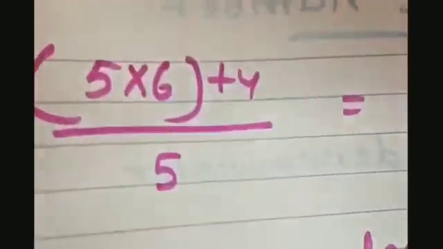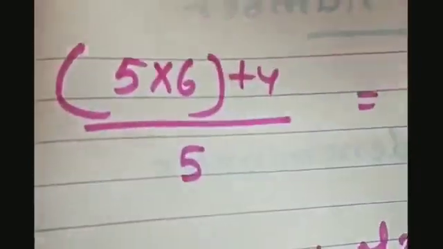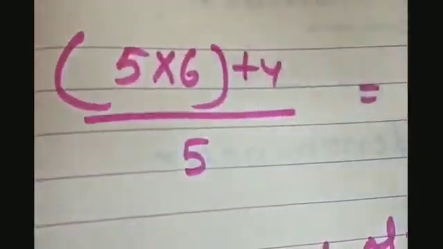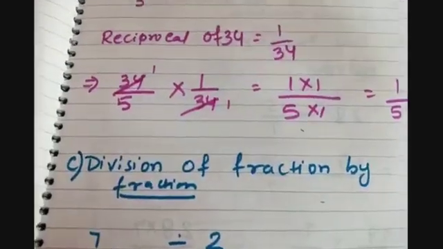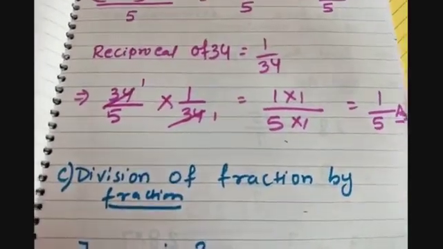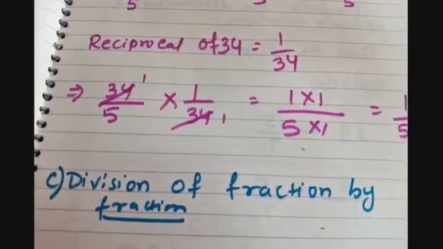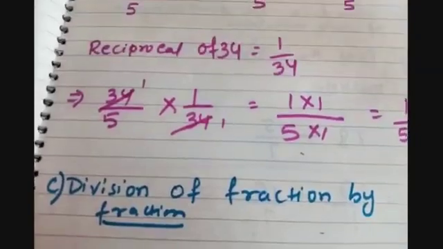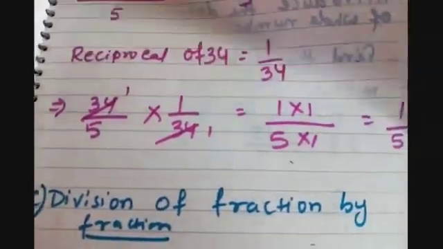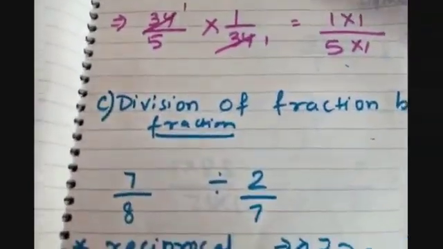Now let's see how we are going to do this. What we have done here, we have changed the mixed number into an improper fraction. See, we multiplied the denominator with the whole number part and added the numerator, and what are we getting? 30 plus 4 by 5. So we get the answer 1 by 5 after multiplying the numerators and multiplying the denominators. Okay, so 1 1s are 1 and 5 1s are 5. Now let's see the next one.